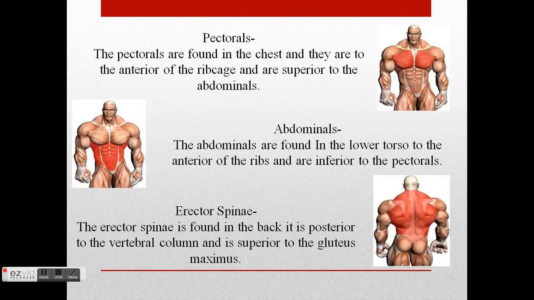The pectorals are found in the chest, and they are to the anterior of the rib cage and are superior to the abdominals. The abdominals are found in the lower torso to the anterior of the ribs and are inferior to the pectorals. The erector spinae is found in the back. It is posterior to the vertebral column and is superior to the gluteus maximus.